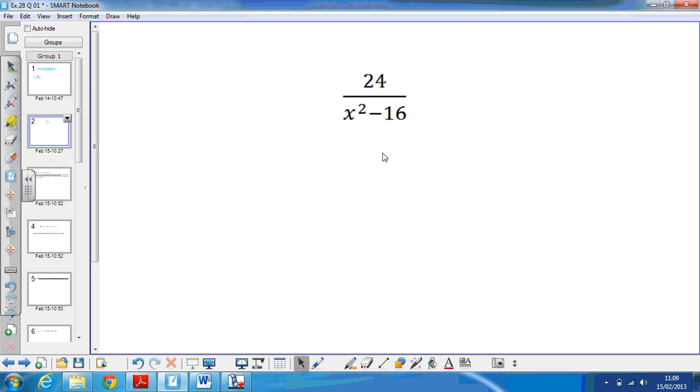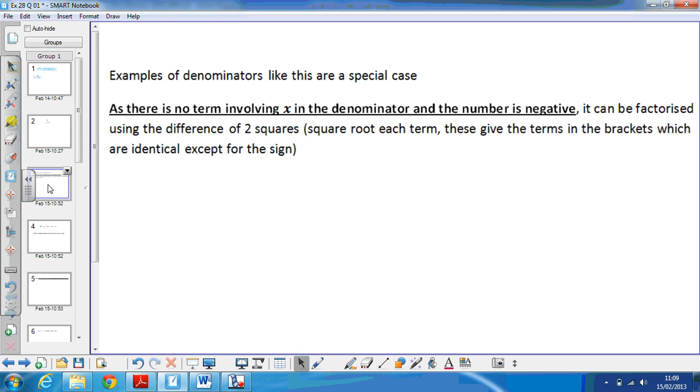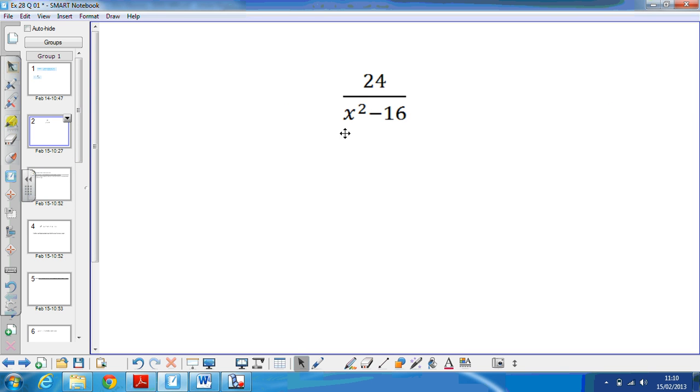What we're going to look at is 24 over x squared minus 16. In denominators like this, we can use this method called the difference of two squares. And it only works if there's no term involving x in the denominator and the number is negative. And if we look back at our example, we can see that is true in this case. We've got no term in the denominator involving x, and the number 16 is negative.